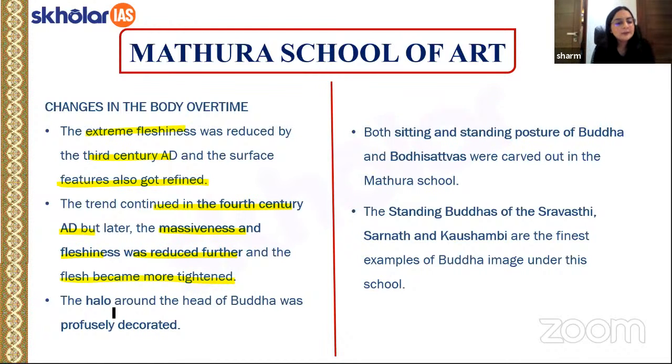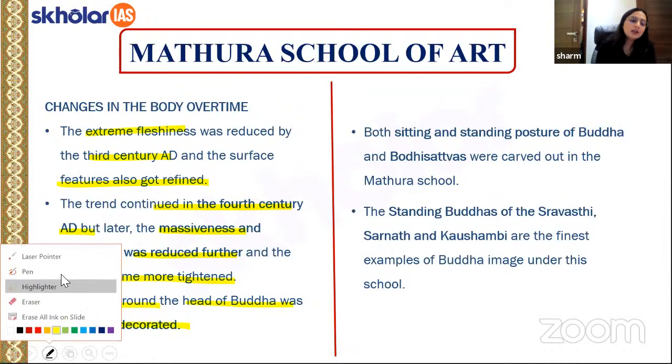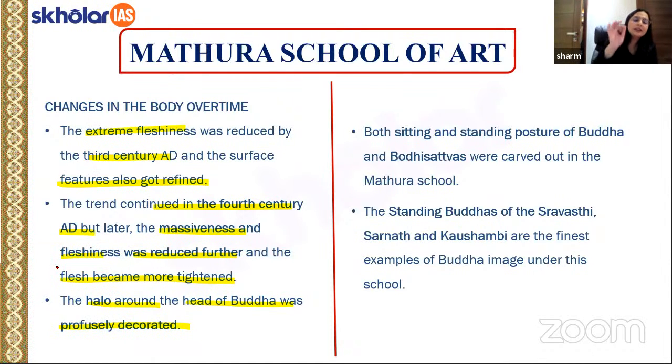Apart from this, students, it will be important to note that the halo around the head of Buddha was profusely decorated. ये बहुत ही इंपॉर्टेंट पॉइंट है. ये इसलिए इंपॉर्टेंट है क्योंकि ये मथुरा स्कूल को गांधारा स्कूल ऑफ आर्ट से डिस्टिंग्विश करता है. क्योंकि जो गांधारा स्कूल ऑफ आर्ट है उसमें जो हेलो होता है वो बहुत ज्यादा डेकोरेटेड नहीं है, जबकि मथुरा स्कूल ऑफ आर्ट में बहुत ज्यादा डिस्टिंग्विश्ड है. इसलिए अगर हमारे सामने 2 स्कल्पचर्स हैं बुद्धा के, एक मथुरा स्कूल का है, एक गांधारा स्कूल का है, तो हम सिर्फ हेलो देख के डिपिक्ट कर सकते हैं कि ये मथुरा स्कूल का है और ये गांधारा स्कूल का है.